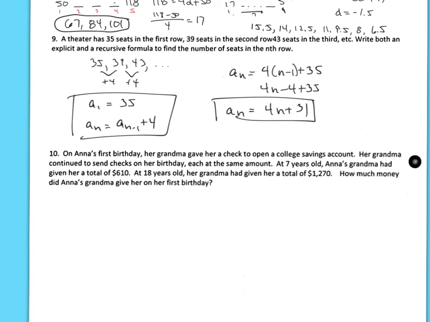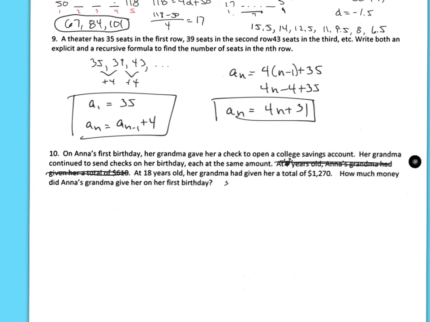All right, so this problem is messed up. Yours might not be, but I think mine is. This is supposed to be 18. Let's take a look at it. Anna's first birthday, her grandma gave a check for a college savings account. Her grandma continued to send checks on her birthday, each for the same amount. At 18 years old, her grandma had given her a total of $1270. How much did she give her on her first birthday?